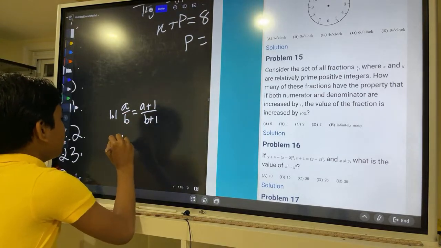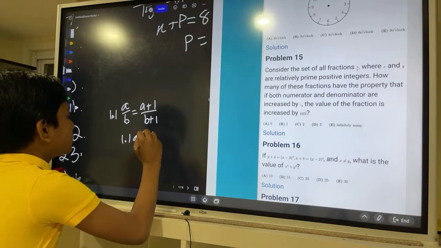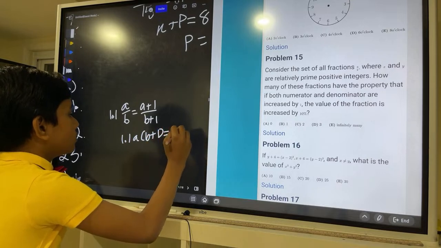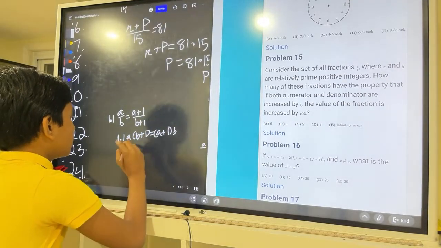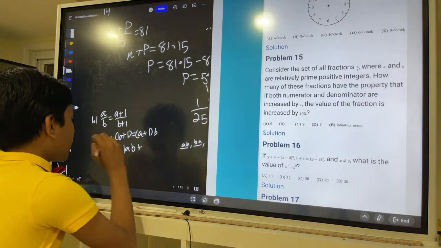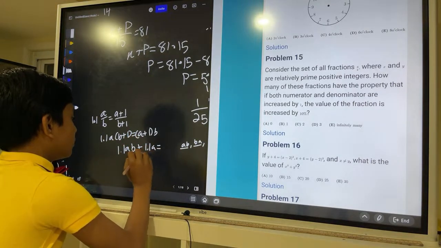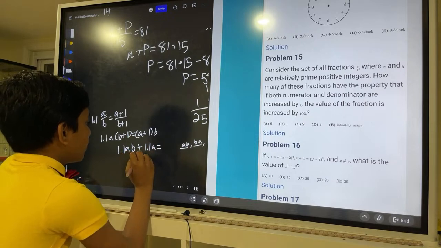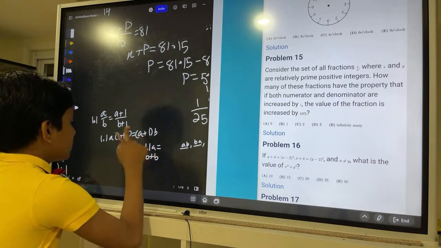So let's see, 1.1a times b plus 1 equals a plus 1 times b. So 1.1ab plus 1.1a equals ab plus b.